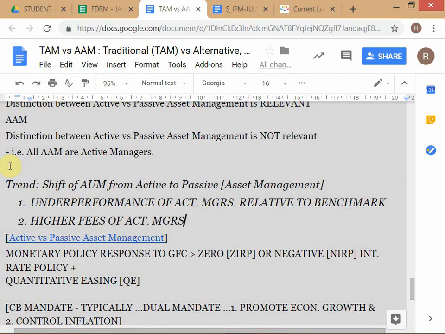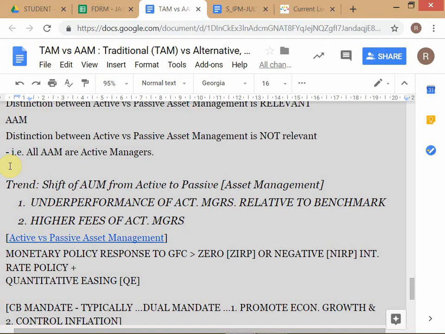So the logic is that if I'm paying you higher fees and you're underperforming relative to the benchmark, which is usually a passive equity index, then the investors are going to say, why should I pay you more to get less performance? I might as well directly invest in the equity index through a passive program and pay much lower fees. You got the logic? Okay, we're going kind of basic. We're going through the logic once again, but I want to make sure, because very often during the exams, the kind of answers we are getting shows that people haven't really understood. So make sure you understand every step of the logic.